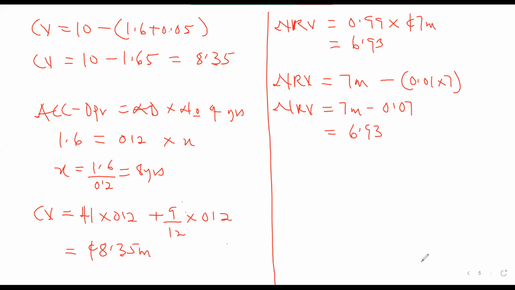So let's now come here. Our carrying value is 8.35 million, and our recoverable amount, which is the same as the net realizable value, is 6.93. Is there going to be any impairment? Our recoverable amount is 6.93 and our carrying value is 8.35. It means that the carrying value is higher than the what? The recoverable amount or the net realizable value, which will give us what?